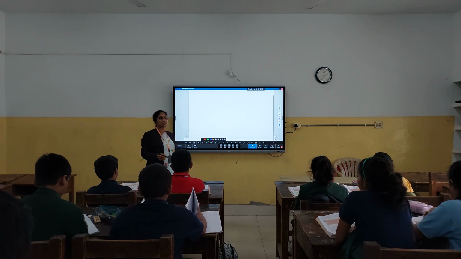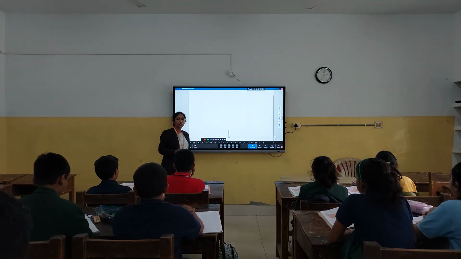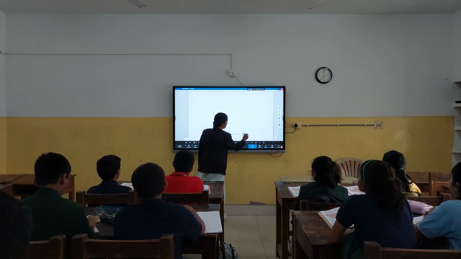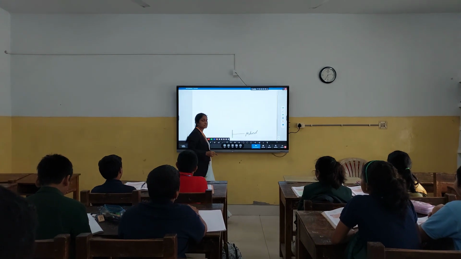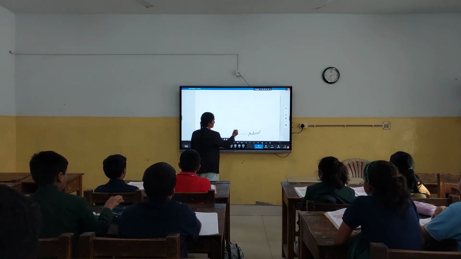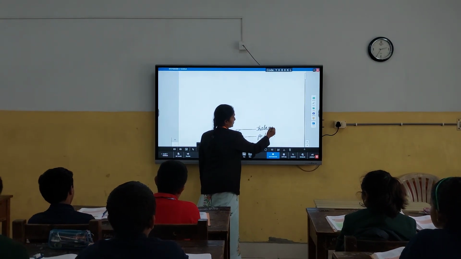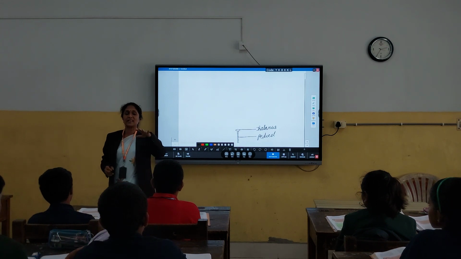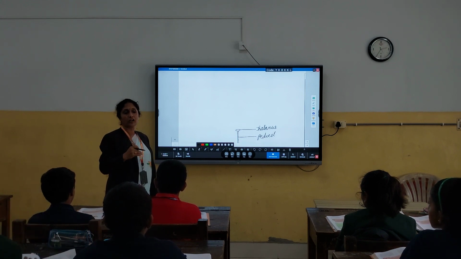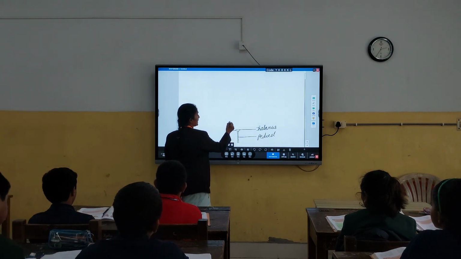To start with its various parts, the first one is the stalk of the flower which holds the flower to the plant. This is called the pedicel. What is it? Pedicel. Pedicel holds the flower to the plant. On the pedicel, there is a small disc called the thalamus. On this thalamus, all the rest of the parts of the flower are arranged in whorls, in rings. Whorls means rings.